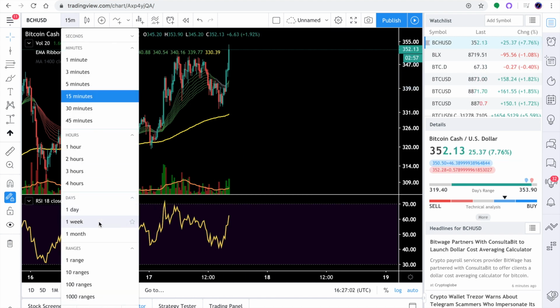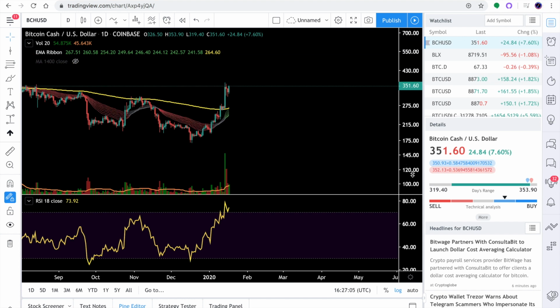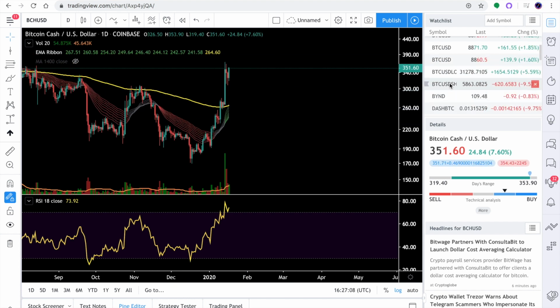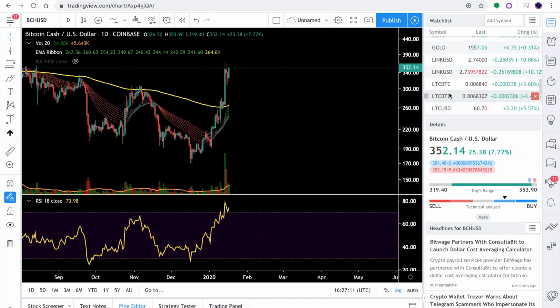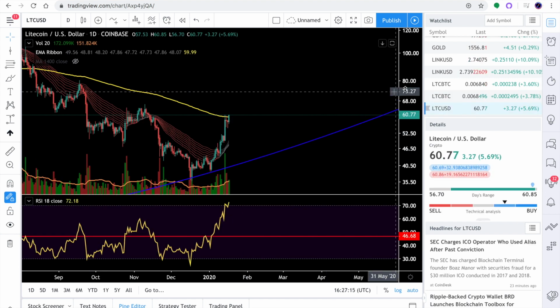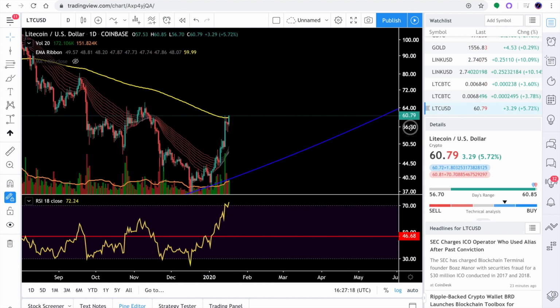Oh, this is the 15-minute chart. I think they pumped pretty good. Yeah, BCH pumped pretty good. So they have their EMA ribbon flip. Litecoin doesn't though. So Litecoin looks to be a play soon. That looks like it's going to turn green soon. Yeah, we got some nice price action on that.